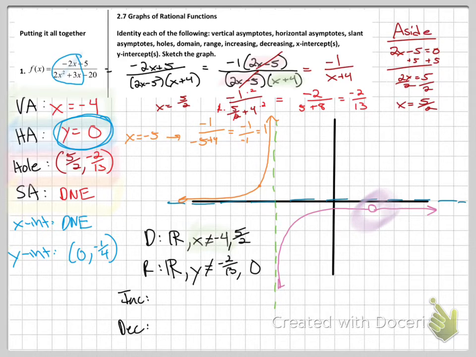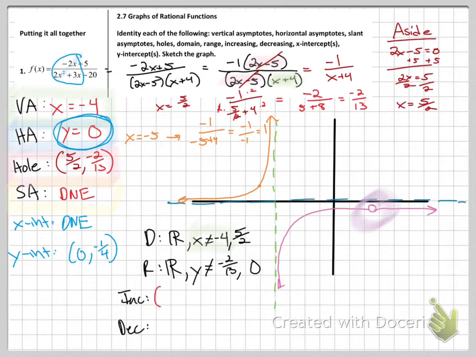Increasing, decreasing, remember we read from left to right, so I'm going to erase these arrows in a second. But if I read this from left to right, it's really, really slowly increasing from negative infinity until it hits... Sorry, I pressed undo too many times.